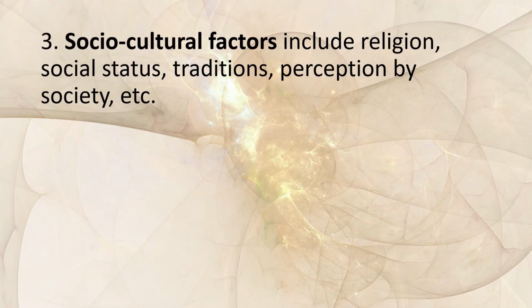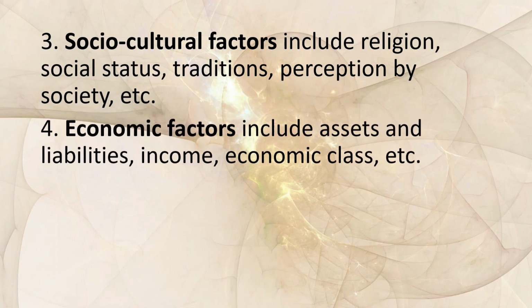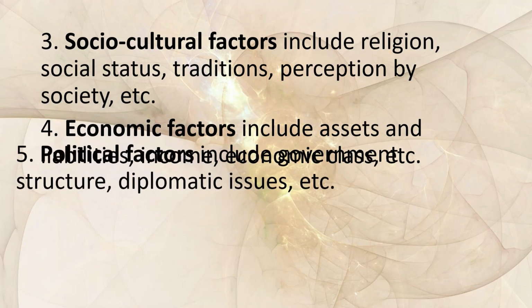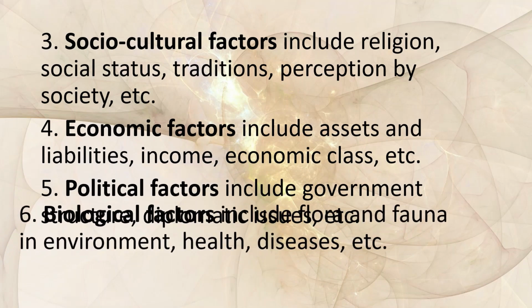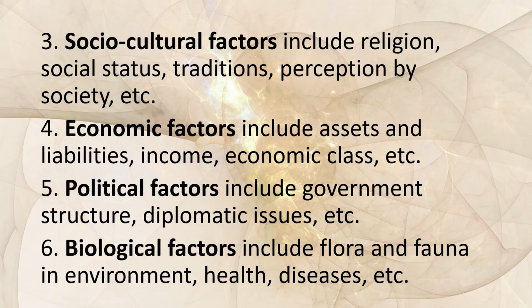Next is the socio-cultural factor, which includes religion, social status, traditions, and perception by the society. Fourth is the economic factors, which include assets and liabilities, income, and economic class. Fifth is the political factors, which include the government, the structure, and democratic issues. The sixth is the biological factors, which include the flora and fauna in the environment, health, and diseases. Those are the disaster risk factors.